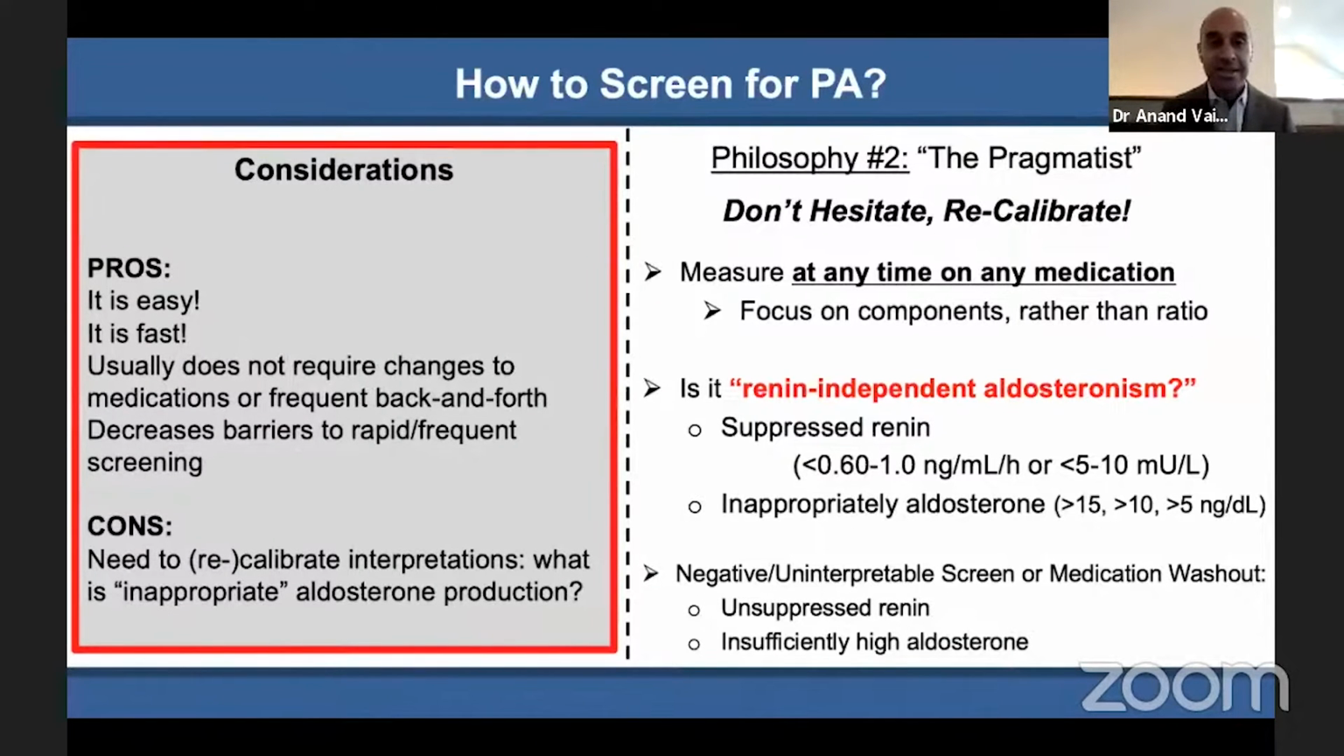So what are the benefits of this? It's easy, it's fast, it doesn't usually require medication washout or a lot of communication, and it decreases barriers to rapid and frequent screening. The screening is already abysmally low. This will help increase screening. The downside is you need to recalibrate your interpretations. You need to think a little bit about what you think is an inappropriate aldosterone production for each patient.